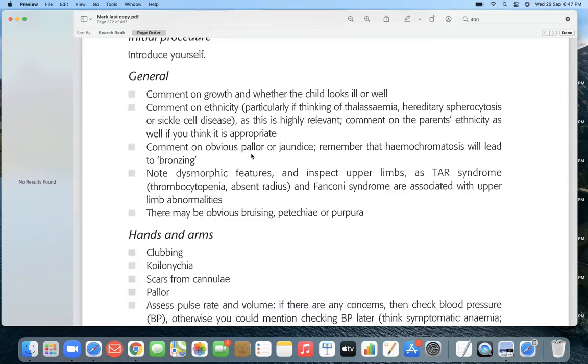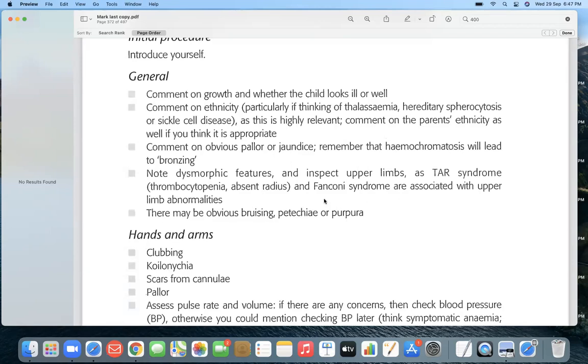Then you will check for pallor, jaundice as usual. Remember that hemochromatosis will lead to bronzing. So this you should keep in mind, but normally you will check pallor and jaundice. Then note the dysmorphic features and inspect upper limbs, as TAR syndrome has thrombocytopenia and absent radius, okay? And Fanconi's anemia is associated with upper limb abnormalities.